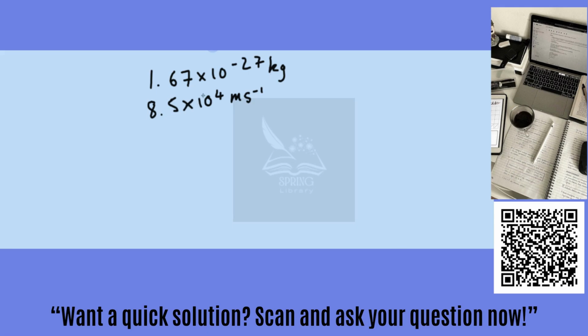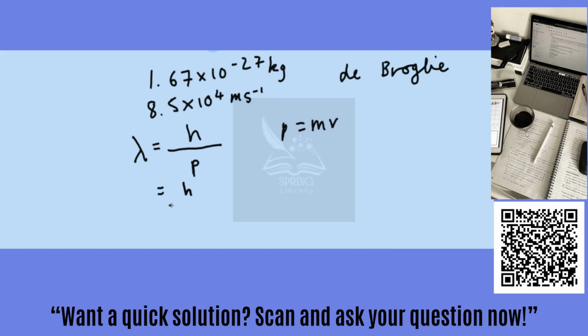So to answer this question and find the wavelength, I'm going to use de Broglie's wavelength, however you want to pronounce the name. And that is that lambda is equal to h, which is Planck's constant, divided by momentum, p. So remind ourselves that momentum, p, is equal to mass times velocity. We can just input that in here and we get that h over mv is equal to lambda.